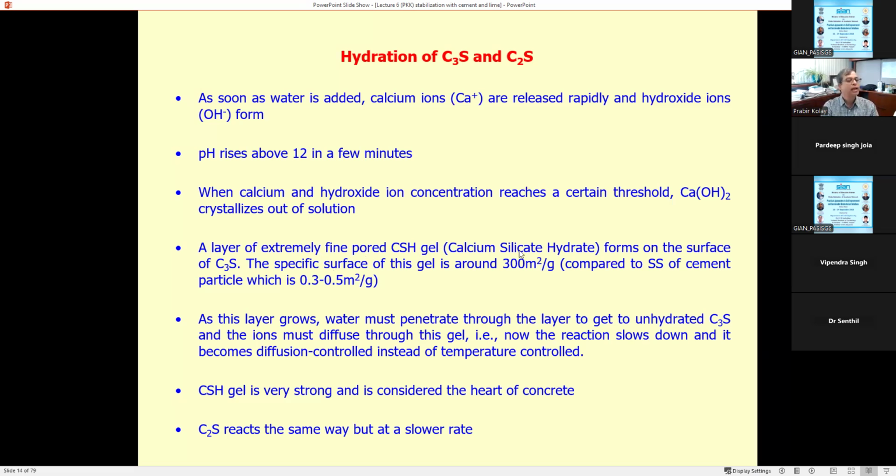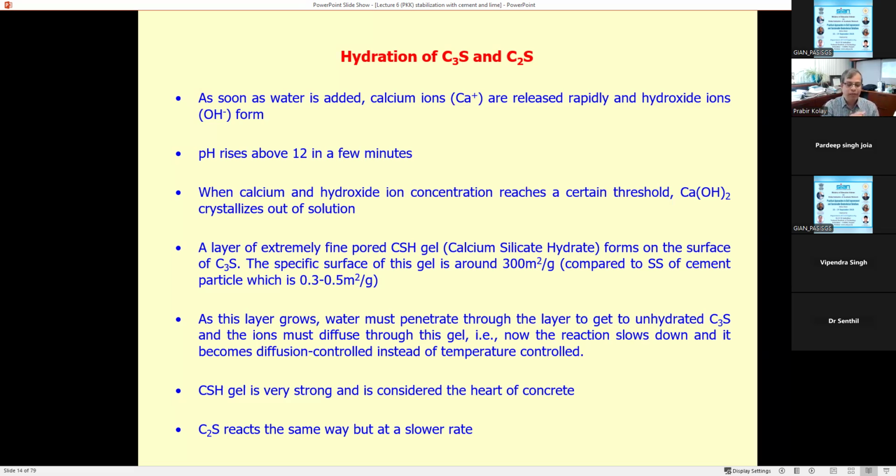Okay, and the specific surface of this gel is around 350 meters squared per gram, compared to the cement itself. So as I mentioned, the more surface area, the more reaction. As this layer grows, water must penetrate through the layer to get to the unhydrated tricalcium silicate and must diffuse through the gel. The calcium silicate gel is very strong and considered the heart of the concrete, as I mentioned. And C2S, dicalcium silicate, reacts the same way, but at a slower rate.